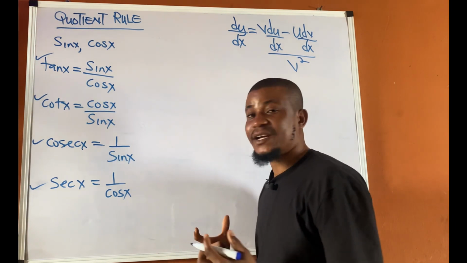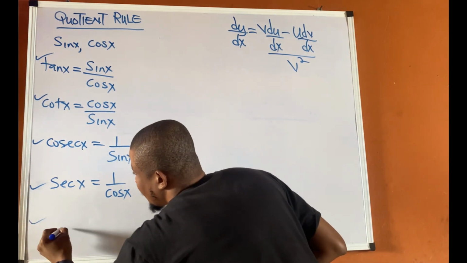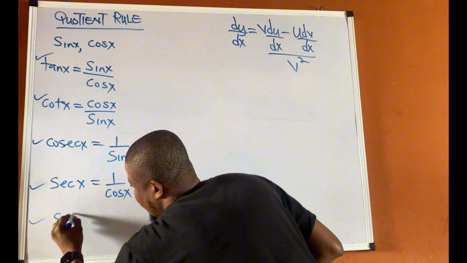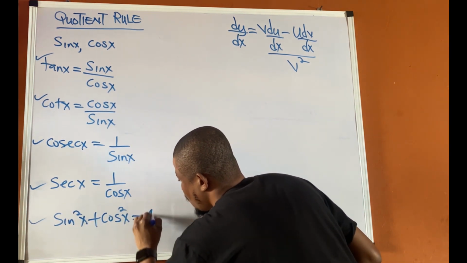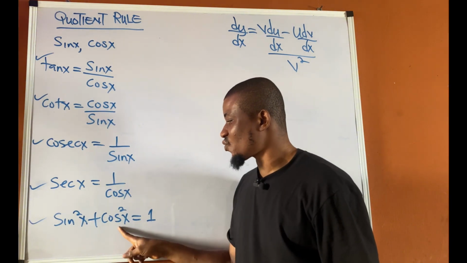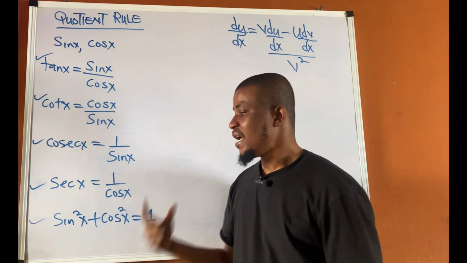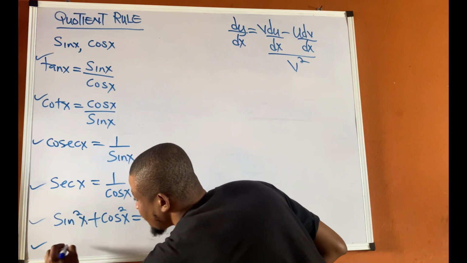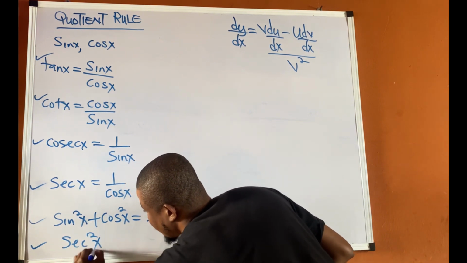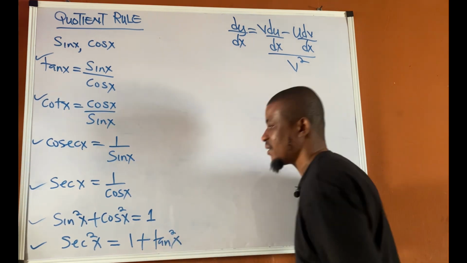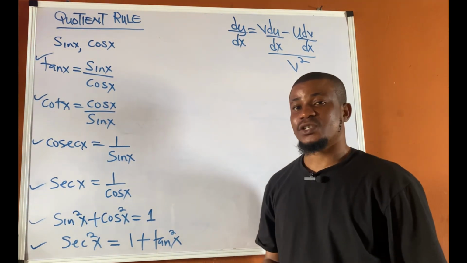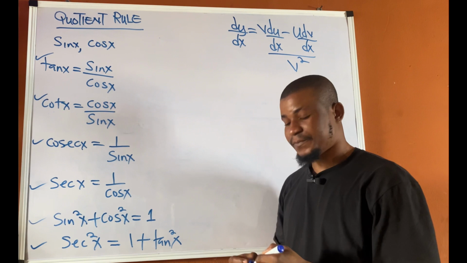Also note this very important trig identity, that sine squared x plus cos squared x is equal to 1. It is still the same thing as cos squared x plus sine squared x. And then also note that sec squared x is equal to 1 plus tan squared x. These are important points you should know in trigonometry.